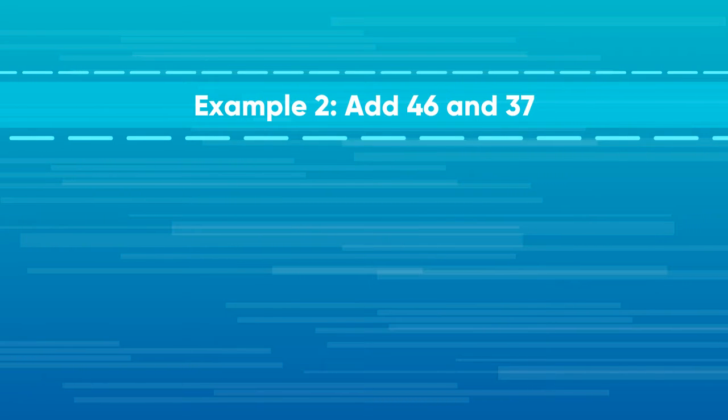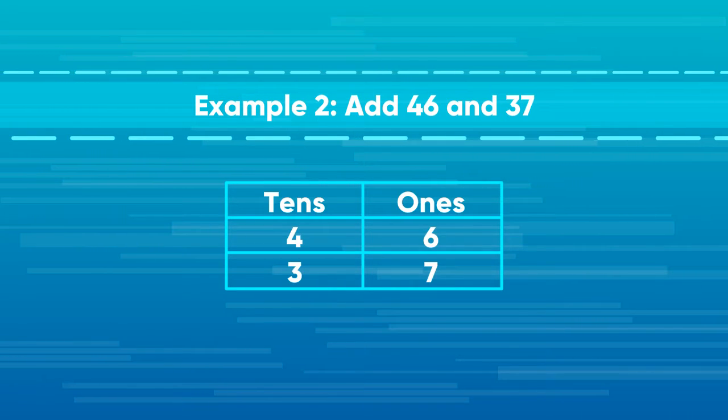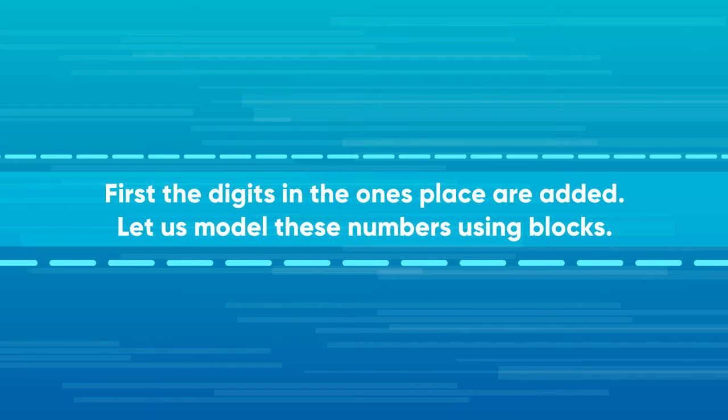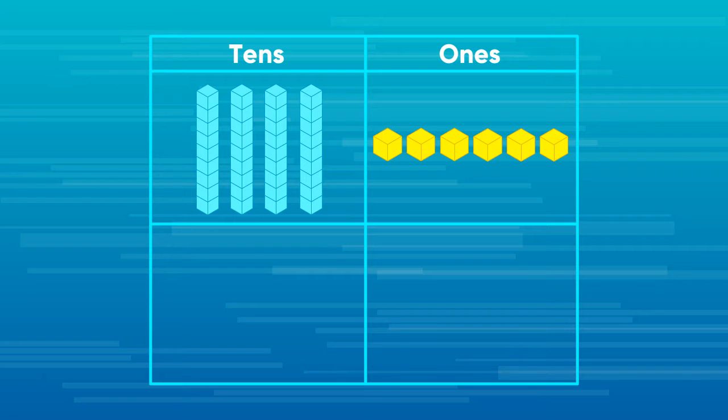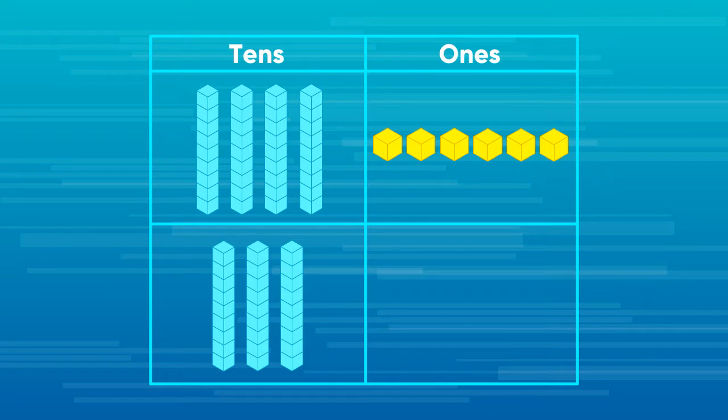Example 2. Add 46 and 37. Let us make a place value chart and place the numbers to be added in it. First, the digits in the ones place are added. Let us model these numbers using blocks. 46 means 4 rods and 6 cubes. 37 means 3 rods and 7 cubes.